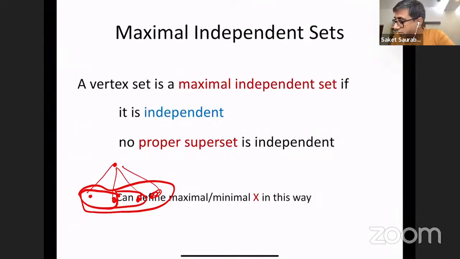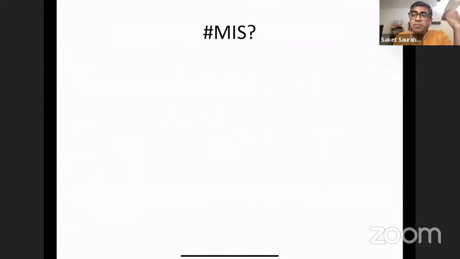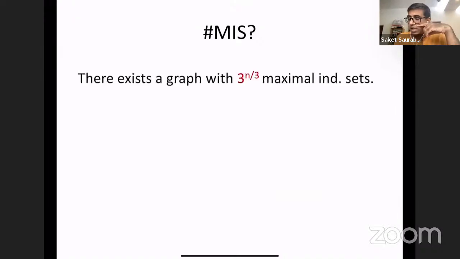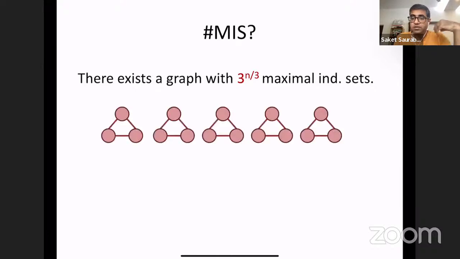Now a natural question that we will be interested in: how many maximal independent sets does a graph have? There exists a graph with 3 to the power n by 3 maximal independent sets. Here is a disjoint union of triangles.